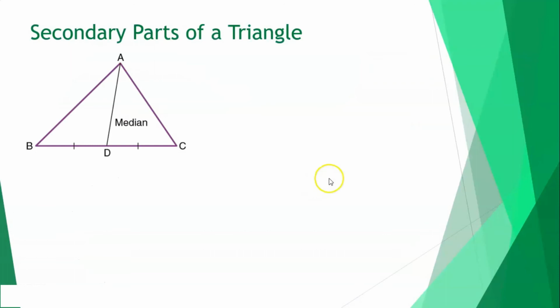Okay, next. We have here secondary parts of a triangle. Given this triangle ABC, we have here AD as the median. How will you know if it is a median? A median is a line segment connecting from a vertex to the opposite side of a triangle and bisecting that side. So if this is a median, it would follow that BD is equal to DC.